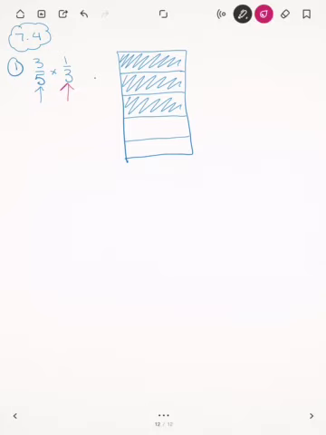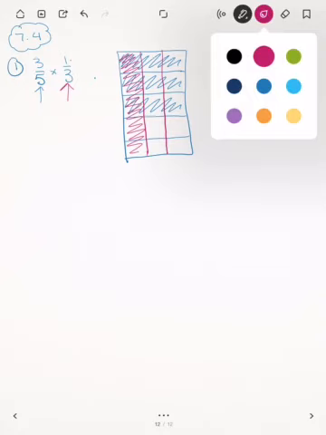Now, I'm going to take a look at my second fraction, 1/3. I'm going to use the same area model and divide it into thirds. But I want to show which parts are overlapping, so I'm going to make sure I do it in the opposite direction. And I need to shade in one of these thirds. So there's my 1/3.